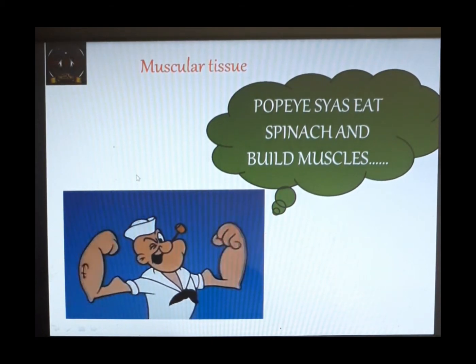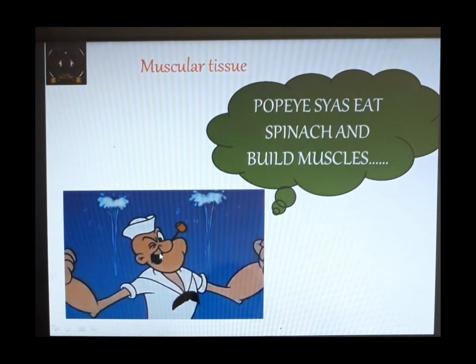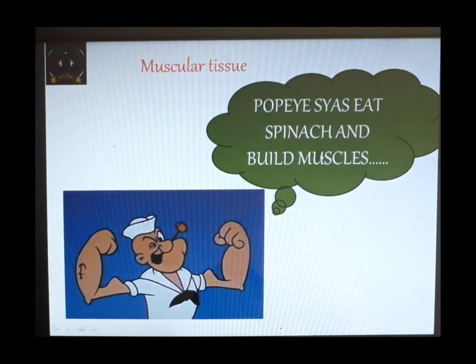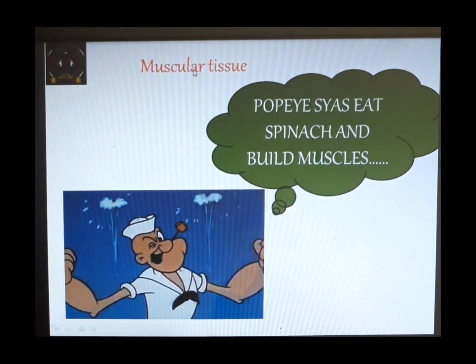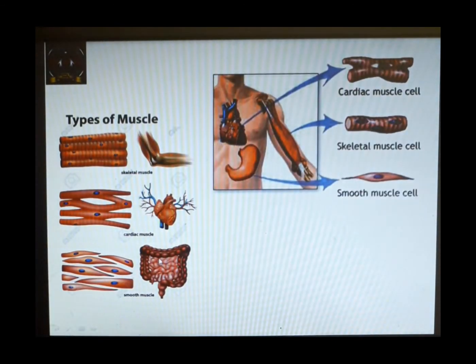We are in the fifth video of animal tissue, and as you can see on your screen, we have Popeye the Sailor Man, and he says eat spinach and build muscles. So yes, we are now going to talk about muscular tissue. We have three types of muscles in our body. Which are they? Cardiac muscles, skeletal muscles, and smooth muscles.